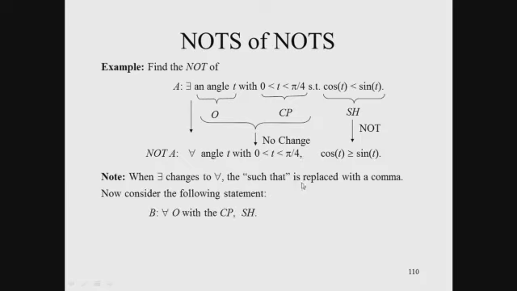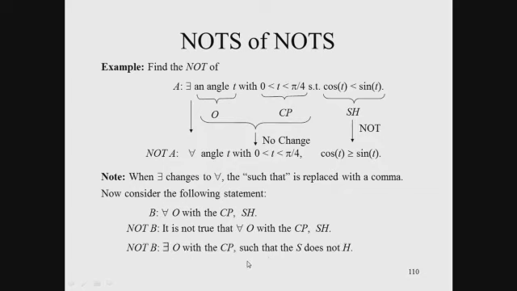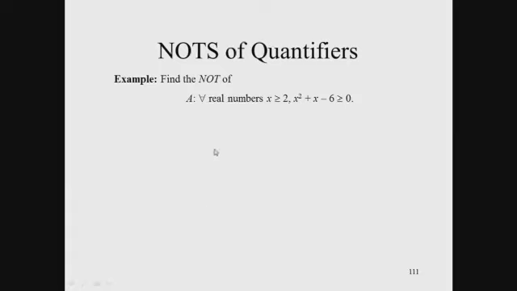Let's do another example. Suppose that you want to show that for every object with a certain property, something happens. What does it mean to say that this is not true? It is not true that for every object with a certain property, something happens. There is an object with a certain property such that something does not happen. Exactly. There is an object with a certain property such that the something does not happen. And again, you can see the quantifier for all changes to its opposite. There is. Let's try one more example.